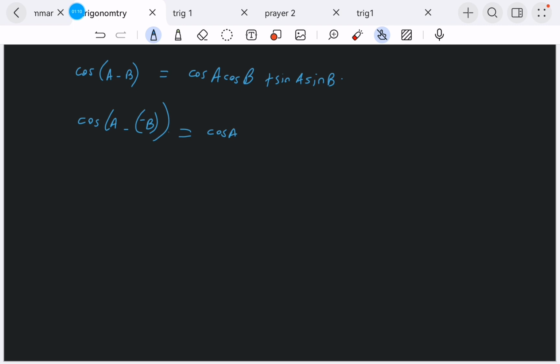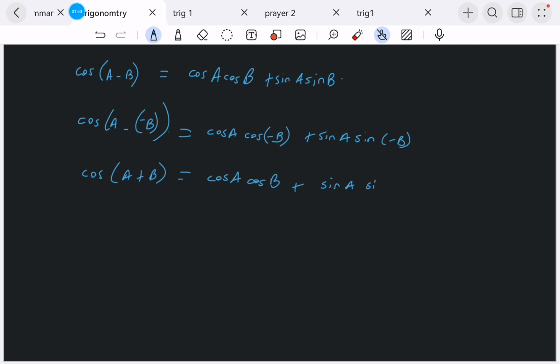Cos a cos of negative b plus sin a sin of negative b. So this is going to be cos of a, negative times negative is positive, plus b, which is equal to cos a. From my previous lesson, we know that the cos of a negative angle is equal to the positive cos of the same angle. So cos a cos b plus sin a, but we know that the sine of a negative angle is equal to a negative sine of that angle.